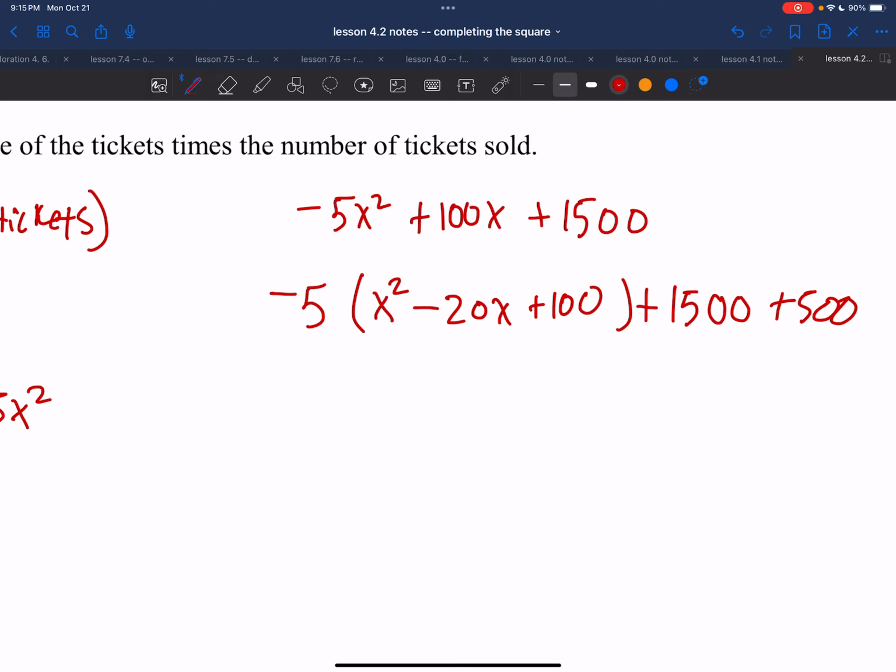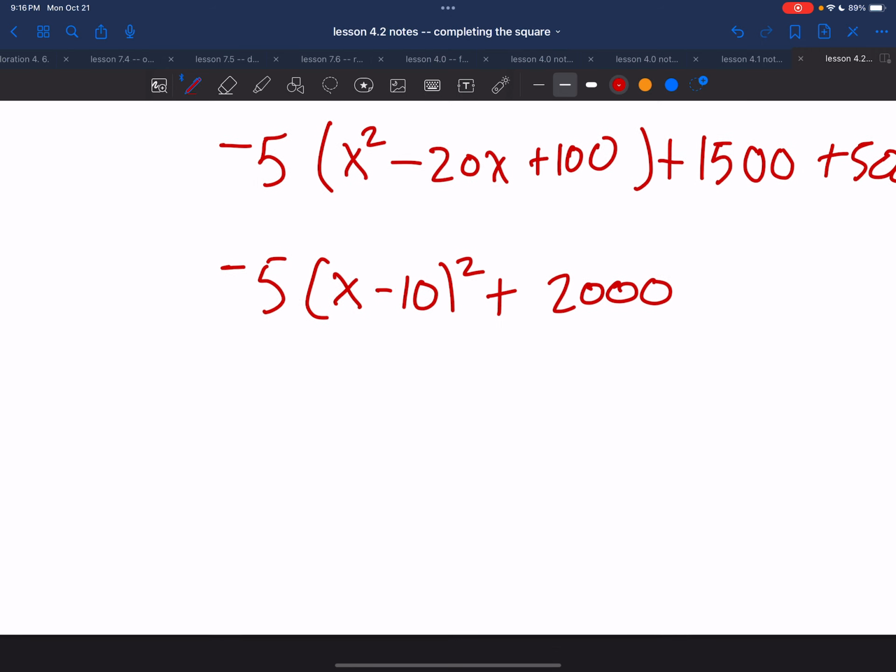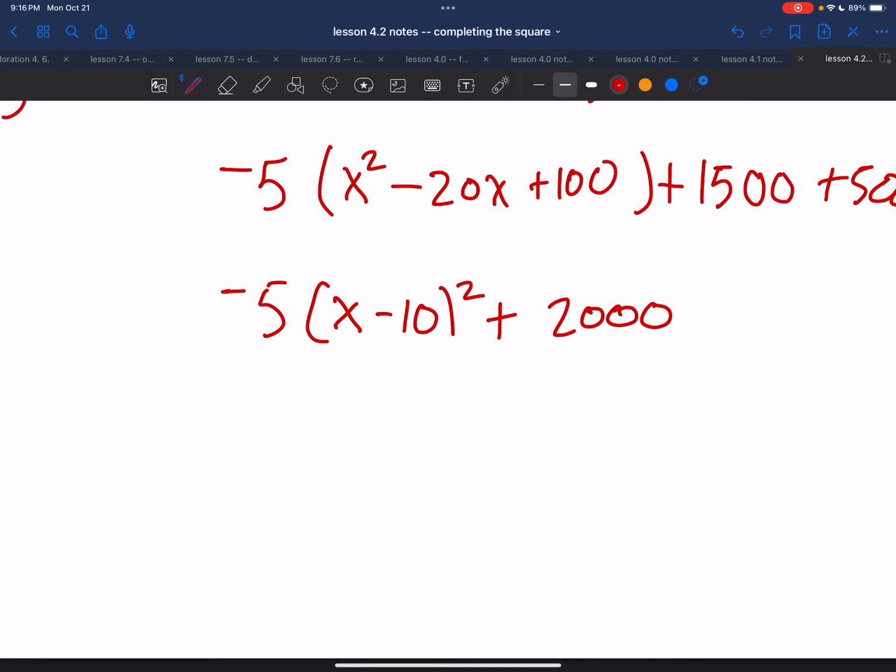And now, if I do my little shortcut, perfect square trinomial, you can just cut the middle term in half. Negative 20 over 2 is negative 10. X minus 10 squared plus 1,500 plus 500, 2,000. There it is. Yay! So we have vertex form.